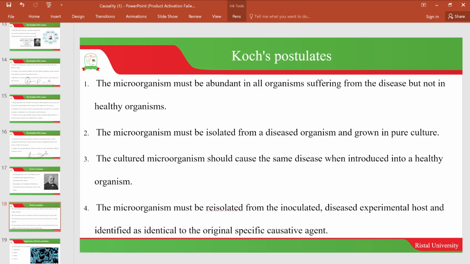Okay? And then the last one is that the microorganism must be isolated from inoculated diseased experimental host and identified as identical. Even if you get the sputum that contains the Mycobacterium tuberculosis, and then you inoculate that in a living organism, let us say a rat, the rat should be able to display signs of infection if the Mycobacterium tuberculosis actually attacks it. Okay.